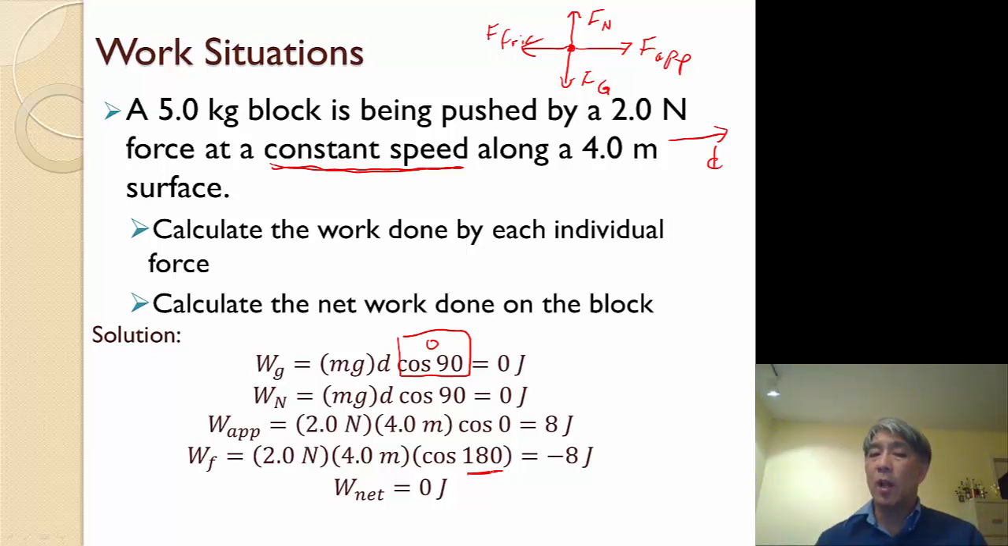Okay, if I add them all up, I end up with 0 joules, and that makes sense because my net force on this block is 0 since it's moving at a constant speed. So my net force times any displacement in any direction is still going to be 0.